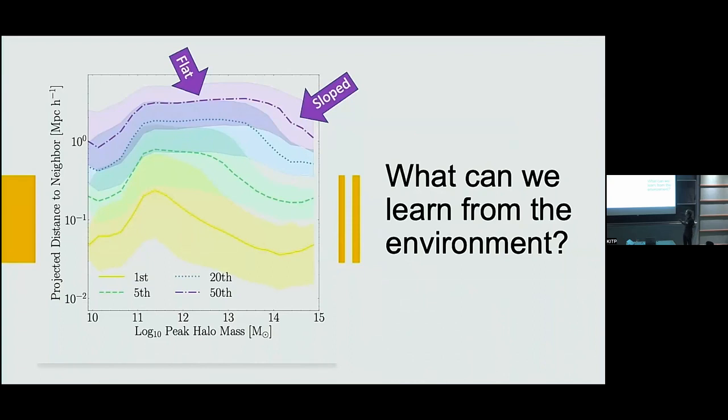So for example, if we look at the 50th nearest neighbor, this region is pretty flat, so we wouldn't expect it to be particularly important for, say, distinguishing a halo at 10 to the 12 solar masses versus a halo at 10 to the 12.5. Whereas if we go to a more sloped portion, we might expect that to contain more useful information.